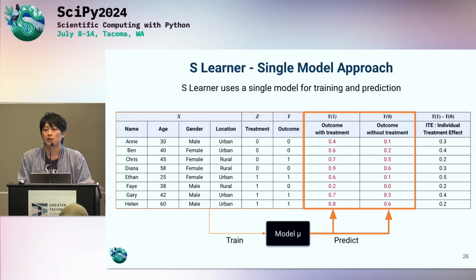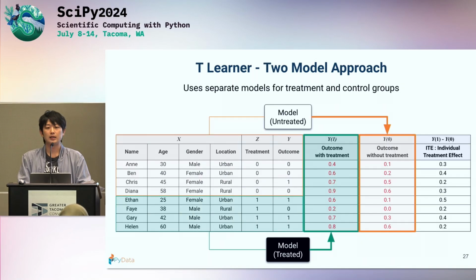Now let's move on to the T-learner. T in T-learner stands for two, so we use two machine learning models inside. One model predicts the outcome of customers who receive the coupon, and the other model predicts the outcome of customers who do not receive the coupon. This allows the model to better capture the differences in responses between the treatment group and control group.